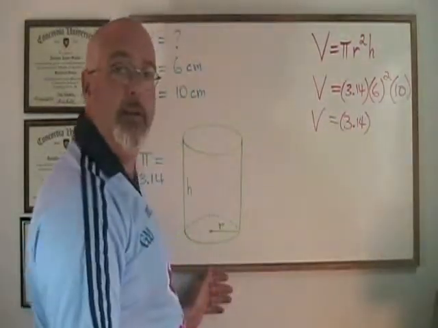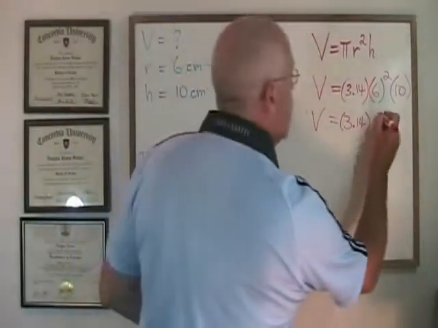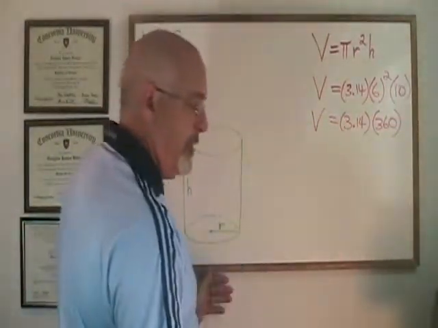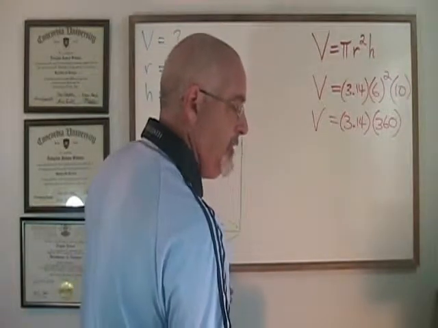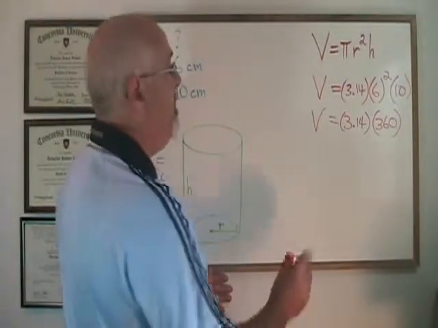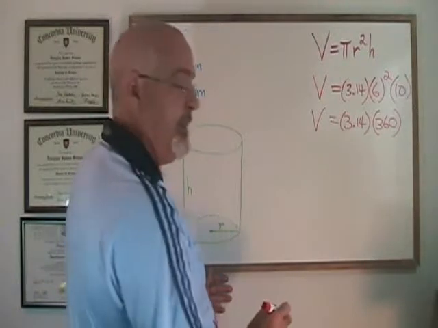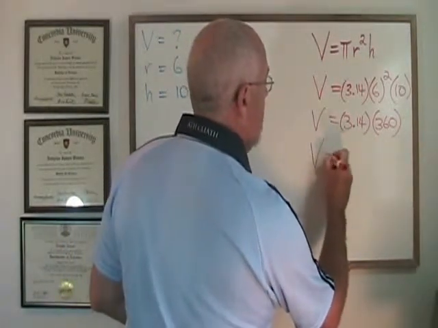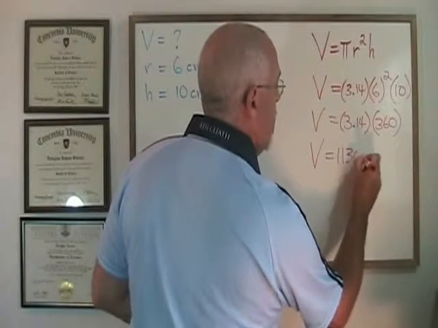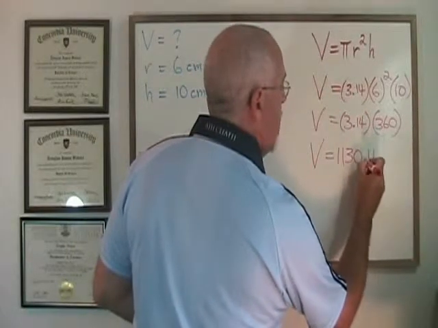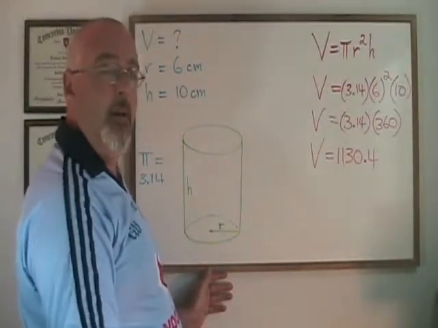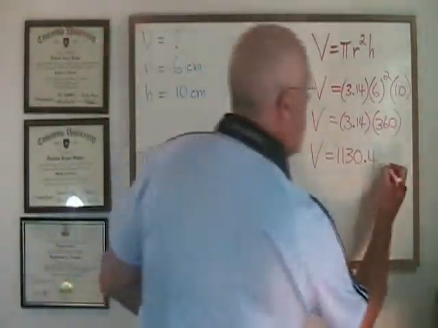Six squared is 36, and 36 times 10 is 360. And 3.14 times 360 is 1130.4. Because we were dealing with centimeters and this is volume, the unit of measure will be centimeters cubed.